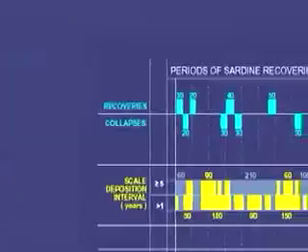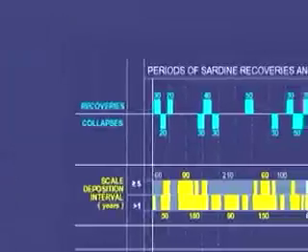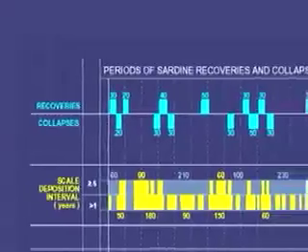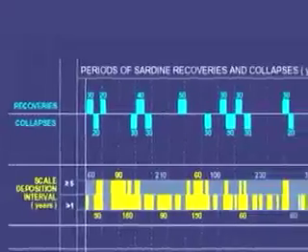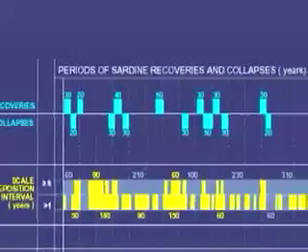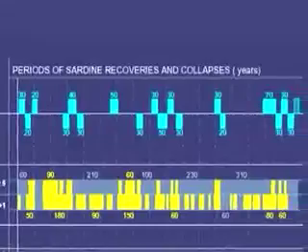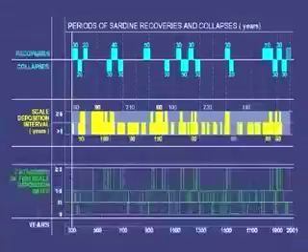The scale deposition record shows 9 major recoveries and subsequent collapses of the sardine population over 1,700 years. The graph shows collapses and recoveries of the sardine biomass from 270 AD through 1970. The average time for a recovery of the sardine population is 30 years.